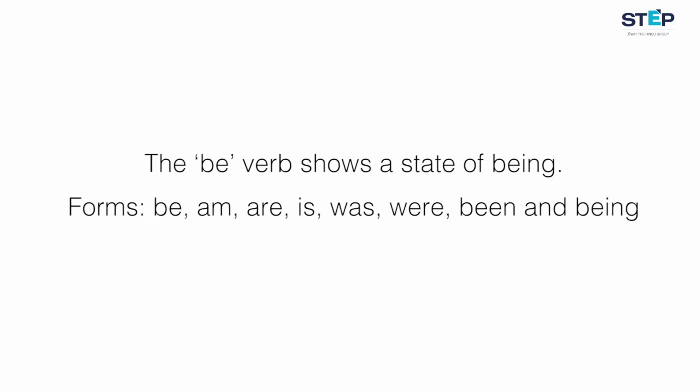The preposition by is used before adding the details of the person or thing in the object position. It is important to understand what the be verb and past participle are so that you can understand the structure of a sentence in the passive voice. Let me quickly explain what the be verb and the past participle are. The be verb shows a state of being. The be verbs can take any of the following 8 forms: be, am, are, is, was, were, been, and being.